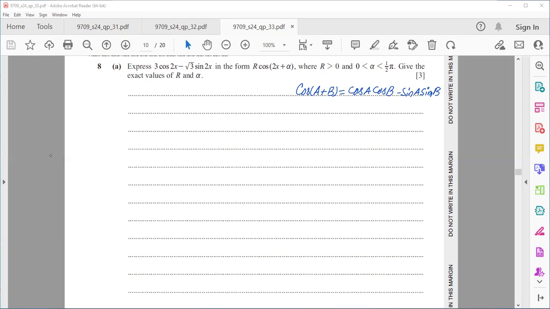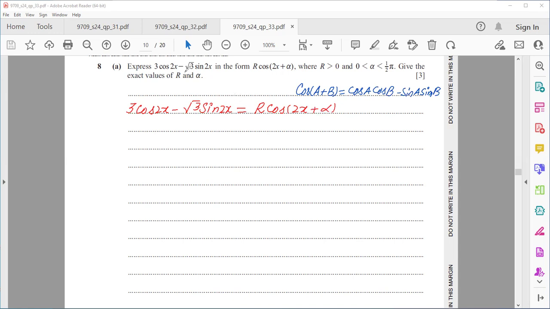So I start my questions. The first step of the question is whenever you have to express one form into another form, then you have to equalize both the forms. So 3 times cos of 2x minus root 3 times sine of 2x. That is the given form, and we have to make the required form r times cos of 2x plus alpha.